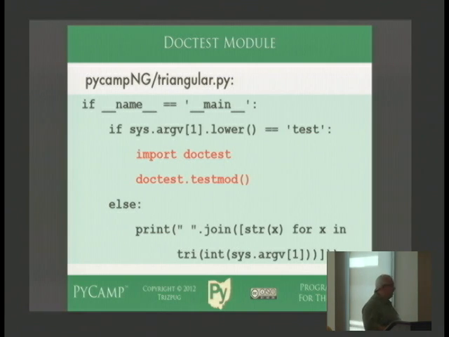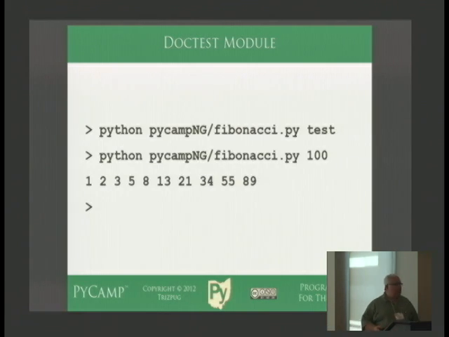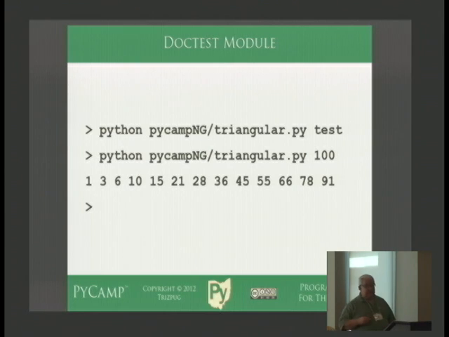So do the same thing for triangular.py. Now we should be able to call Fibonacci.py as a script and pass it the argument test. It runs all the doc tests. If we supply it with a numeric argument, it will supply that to fib and print out something useful. So now we can use if __name__ == "__main__" for both testing and doing something useful. The same thing for triangular.py.